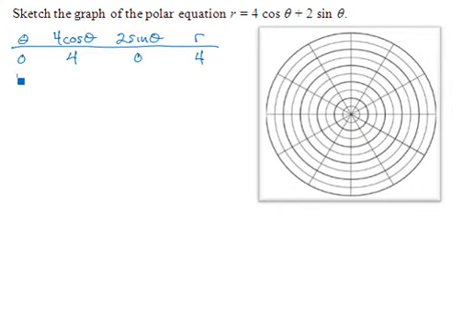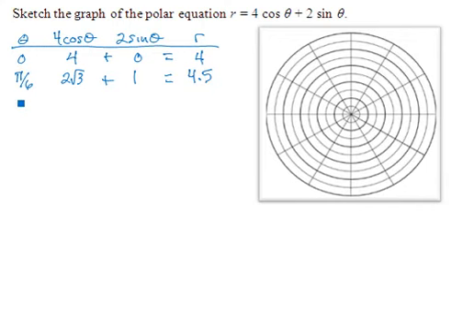If we go to pi over 6, cosine is root 3 over 2, and we have 4 times root 3 over 2. That's 2 root 3. Sine of pi over 6 is 1/2, and 2 times 1/2 is 1. And so r is the sum of those two columns. If I add this to this, I get the third column. And if we do that, I'll write a decimal approximation for r here. I get 4.5 or so.